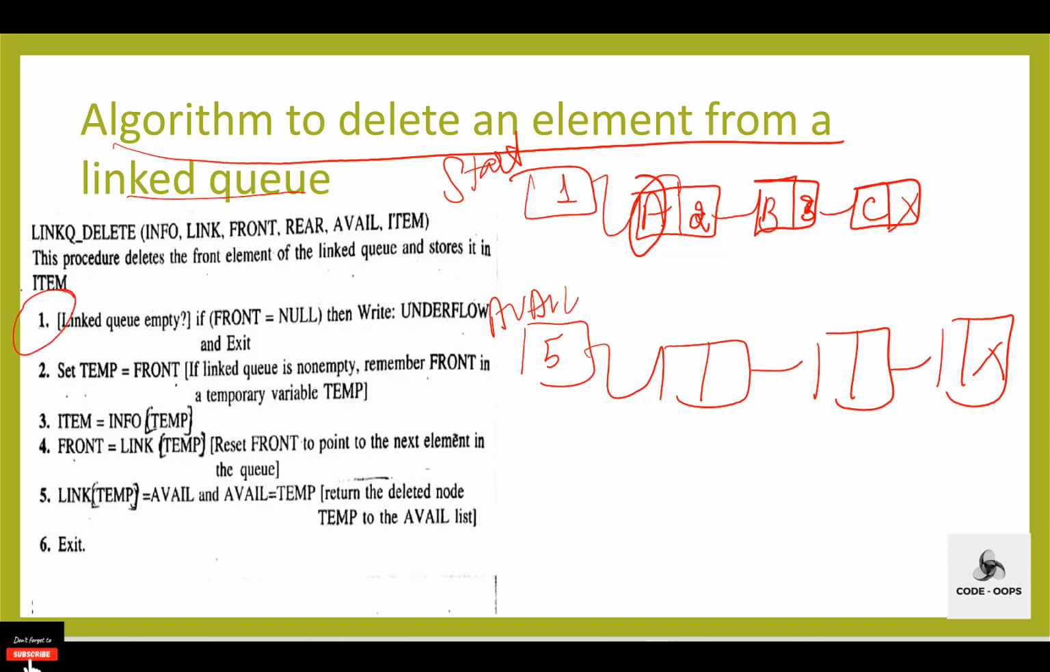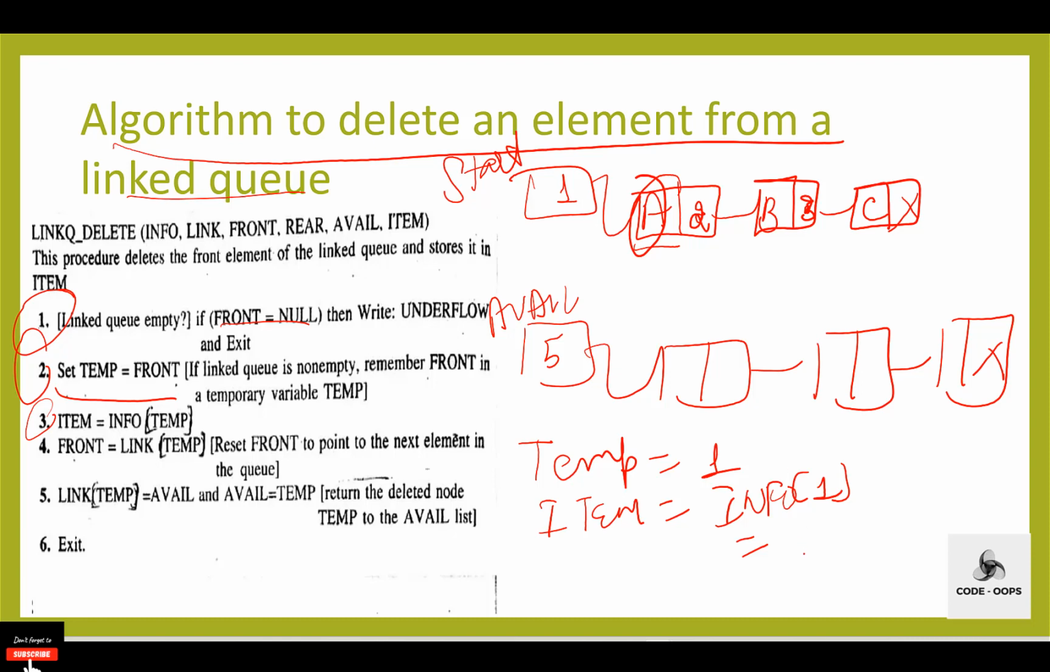The first step of the algorithm is, if front is equal to null, then write underflow and exit. Front is equal to null means there is no node in the linked queue. Then write underflow and exit. Otherwise, set temp is equal to front. Front is 1. The third step of the algorithm is item is equal to info of temp. Info of 1 is A.